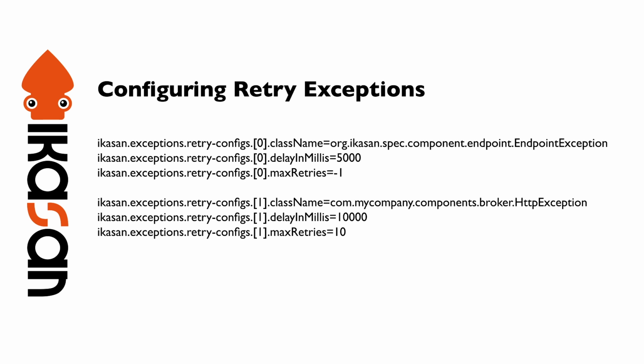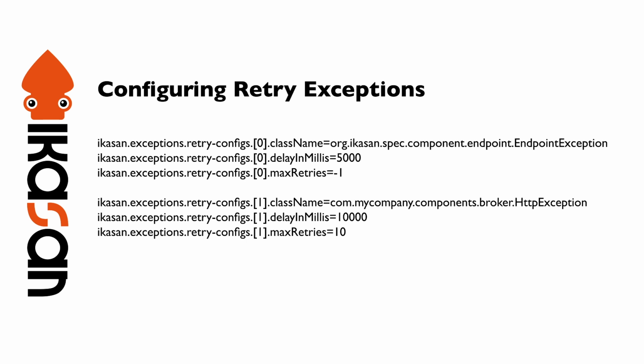So you can see here we've got two types of exceptions configured. The first one being an endpoint exception. As we know, an endpoint exception is typically associated with an Ikasan endpoint. An endpoint might be a producer or it could even be a broker. We can have some custom exceptions as well. So the second exception I've got configured there is an HTTP exception that's associated with a broker.